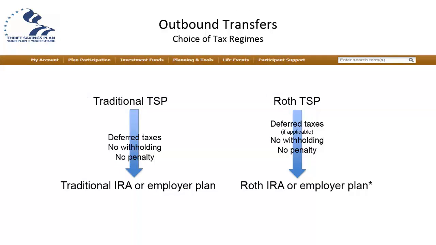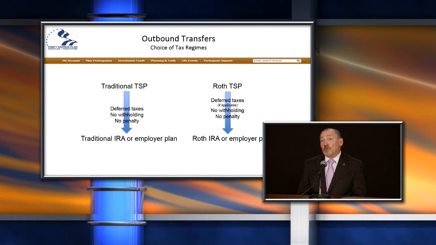And if you're doing a direct transfer out of the TSP, again, you're not handling the money. It doesn't look like an income distribution. Therefore, the taxes remain deferred. There's no withholding taken, and there's no penalty. That's at least if you're retaining the tax character of the money, if you're going from the traditional TSP to a traditional IRA or employer plan, and going from the Roth TSP to a Roth IRA or employer plan.